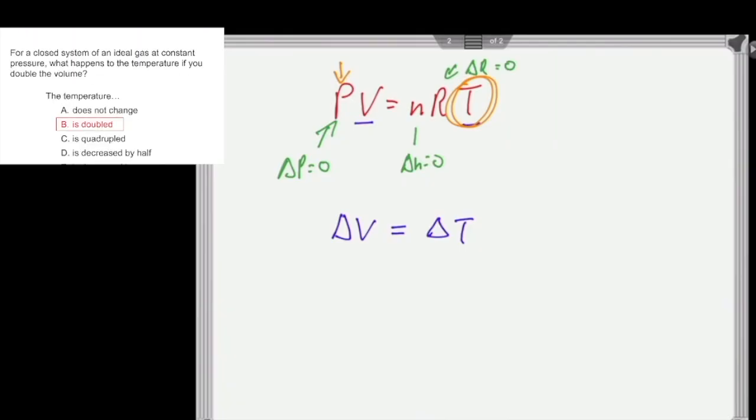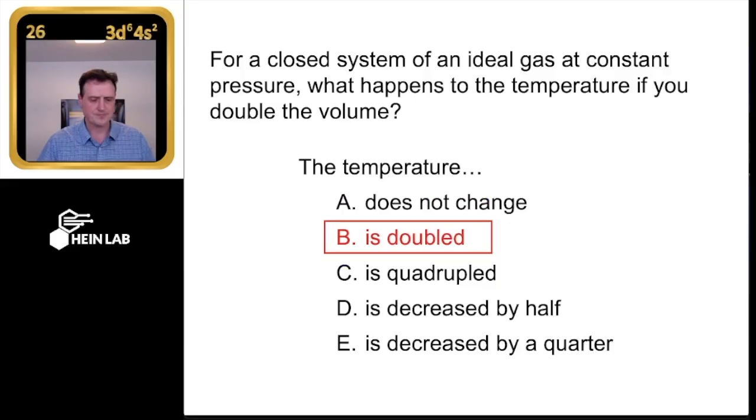What if I modified the question just slightly? What if this was a closed system, ideal gas, and I changed the temperature? And that's all the information I gave you. Closed system, ideal gas, and I changed the temperature. What might happen to volume? Can I, just with that part, closed system, ideal gas, change temperature, is that enough information to know exactly what must happen?